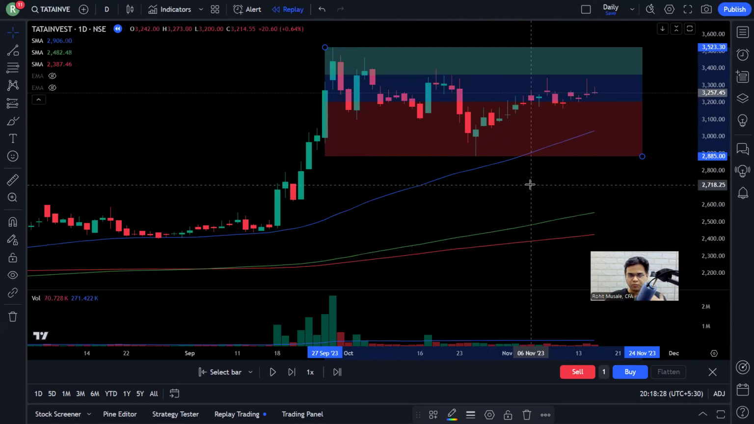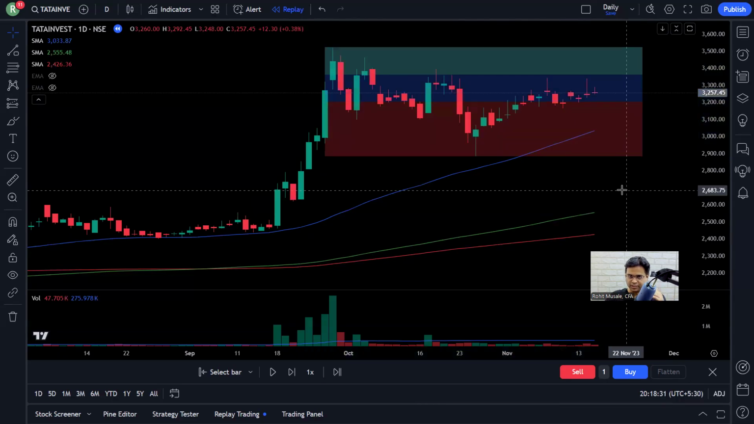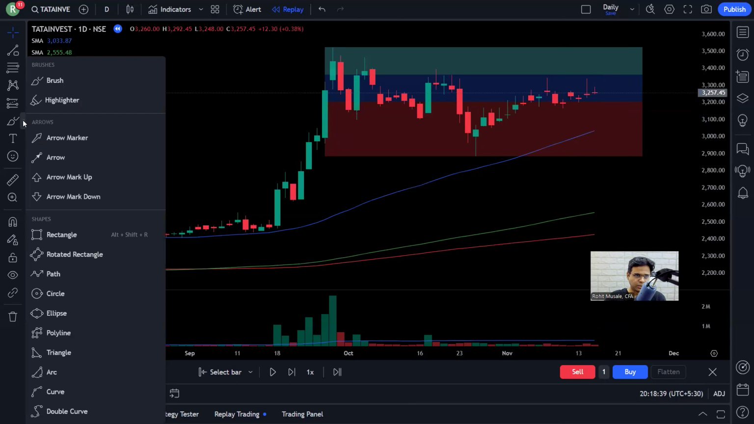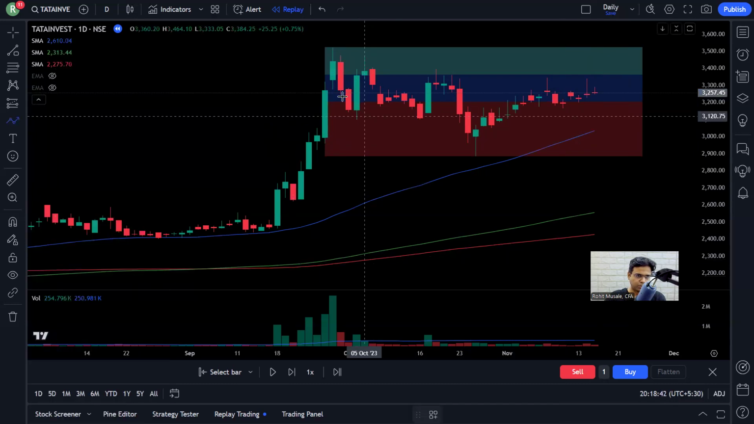And we need minimum 4 points in the base. So this has more than 4 points. In fact, this has got 6 points. So let me show you how to draw it. I have shown it multiple times, but this would be a good revision.